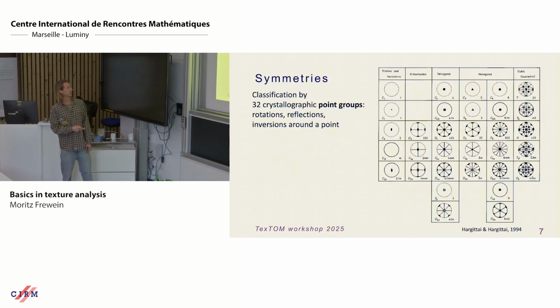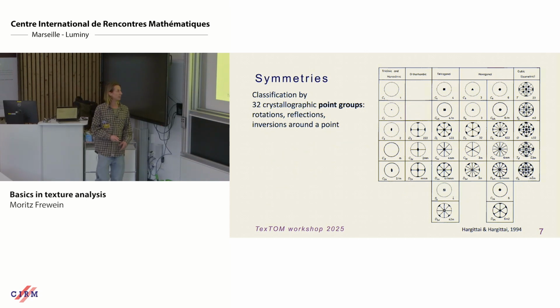Another important property of crystals is the symmetry. There are several ways to classify crystals. One important thing is the crystallographic point groups. There are 32 in total, and they contain the symmetry properties of a crystal. So in particular, rotations, reflections, and inversions around the point.